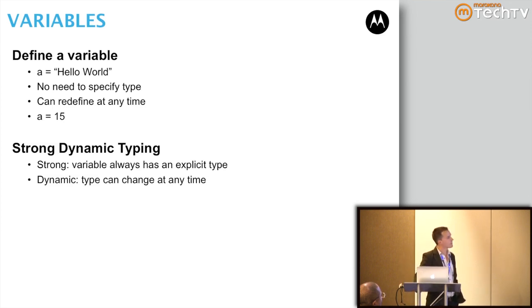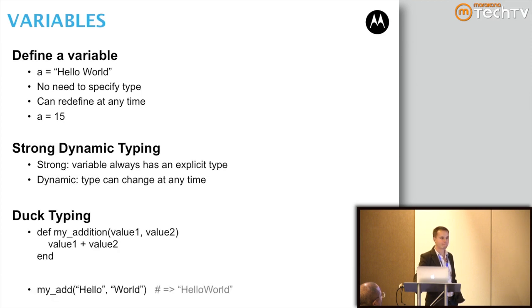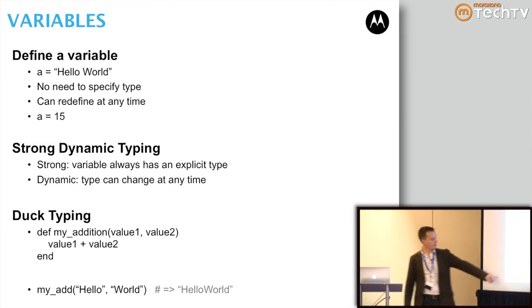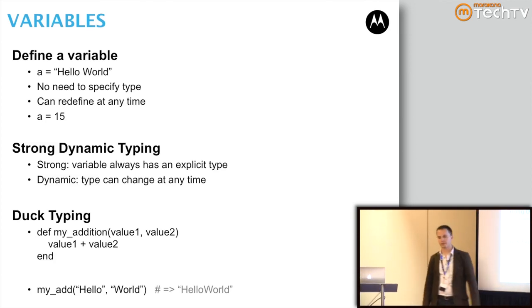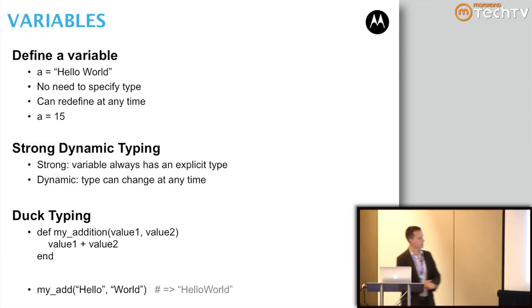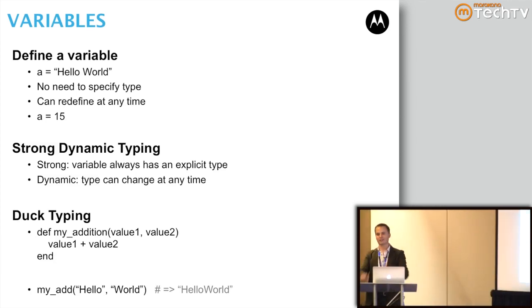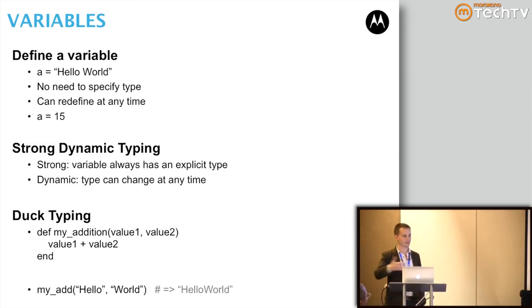But if a is the string hello world and you try to add a value of 3, an integer, there is a runtime error? Yep, there is. If you try to do something that you can't do. So going back to my_addition method, if I called that with two strings, well, the plus sign is used as a concatenation operator in Ruby. So if I call my_addition with hello and world, it will concatenate those together. This is what we call duck typing.